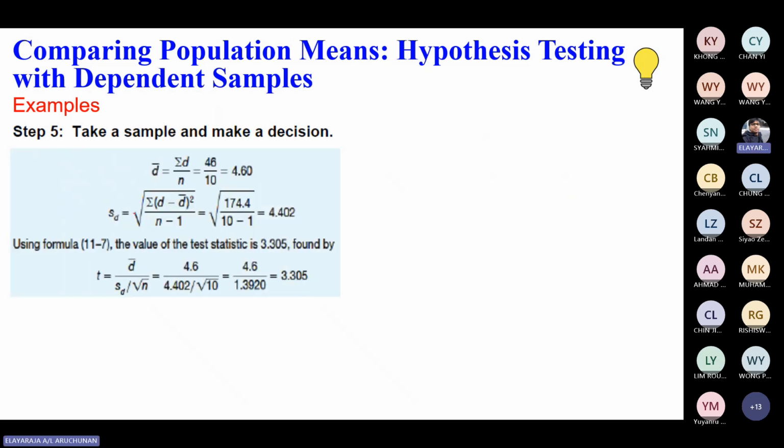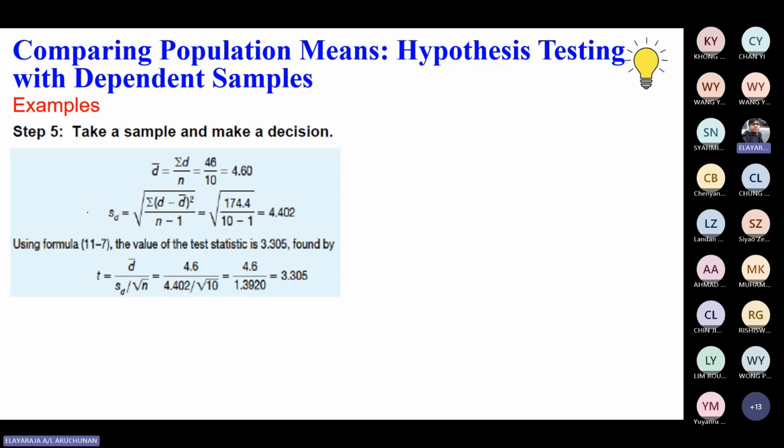Okay, so we do the t test, the statistics test, based on the formula that we have. So first we need to find the mean value for the difference. So we have 46 over 10, the number of samples. We got 4.6. And then we look for the standard deviation of the differences: square root of the sum of (d minus mean d) squared over n minus 1. So we get 4.402.